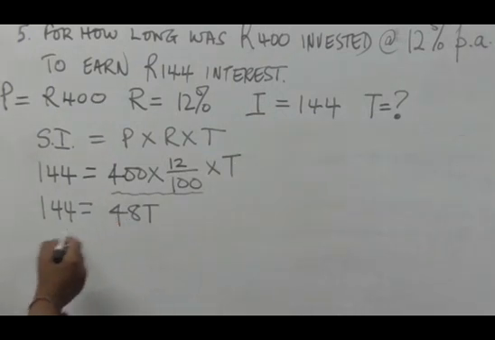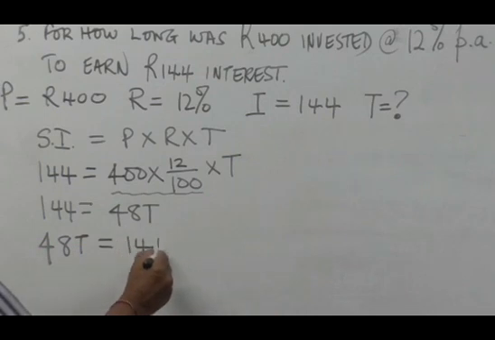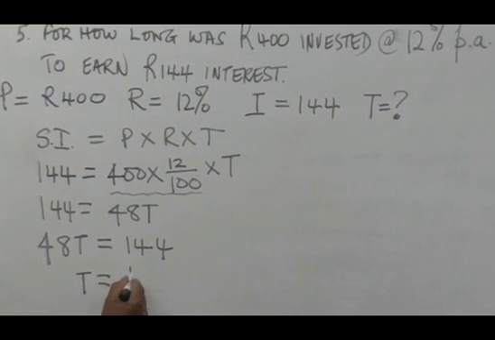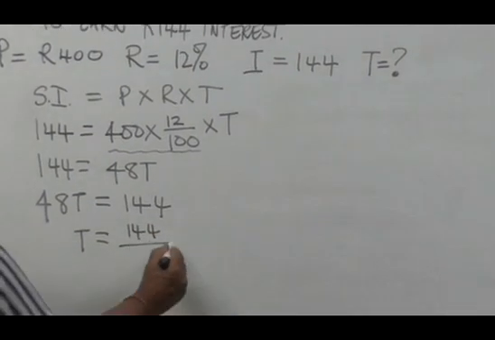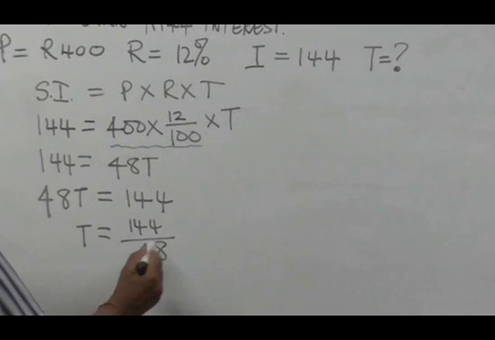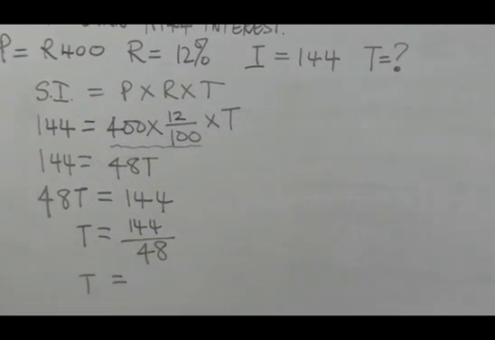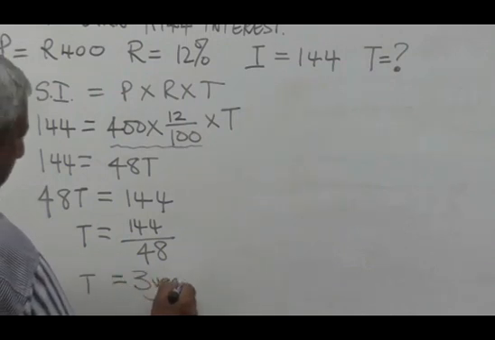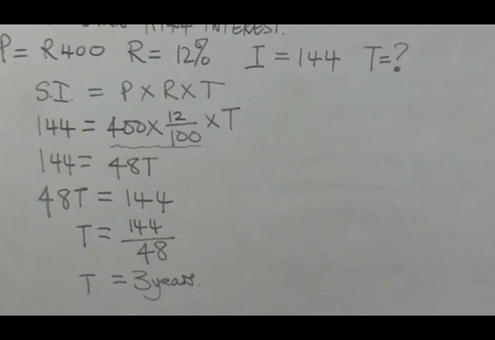Now, laws of equation, I can write 48T is equal to 144. I'm solving for T. So T is equal to 144 divided by 48. You must know your laws of equations. 144 divided by 48 is equal to 3. So the time is actually 3 years. So that was number 5.